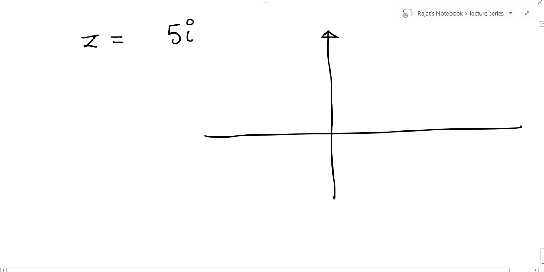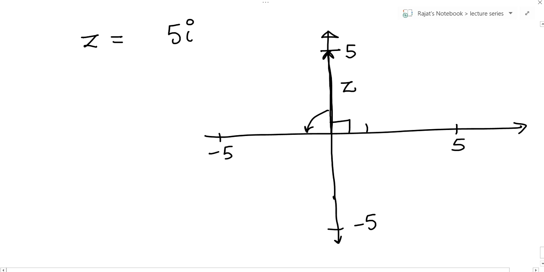Let's take an example. Suppose I have a complex number, let us say the complex number is 5i. So on the Argand plane, this is 5, this is minus 5, and this is also minus 5. So this is the complex number z. Suppose I want to rotate z by 90 degrees. The initial argument of z is 90. I want to rotate it further 90 degrees in anti-clockwise direction. So what will be the new complex number that I'll get?